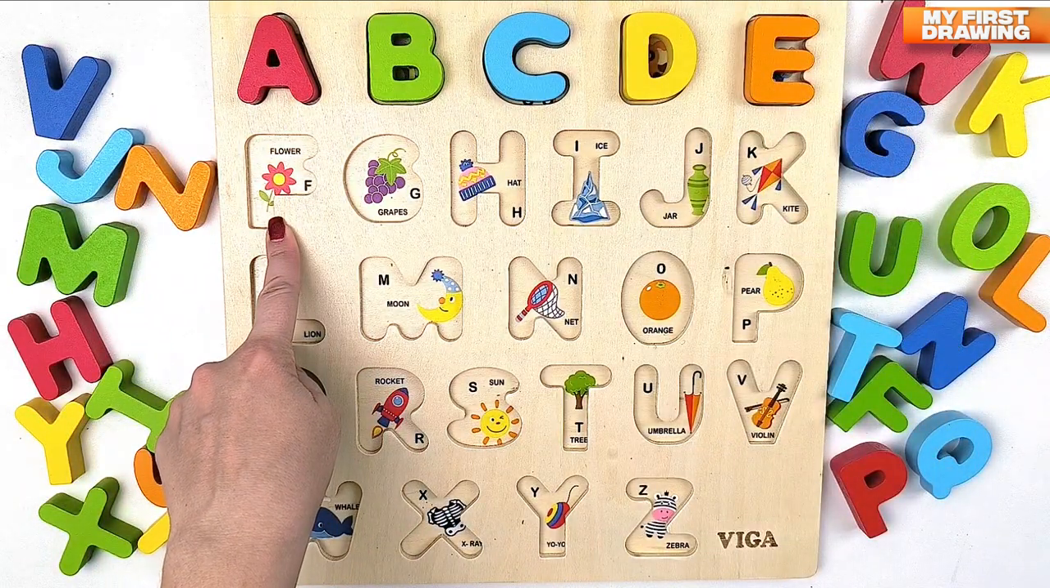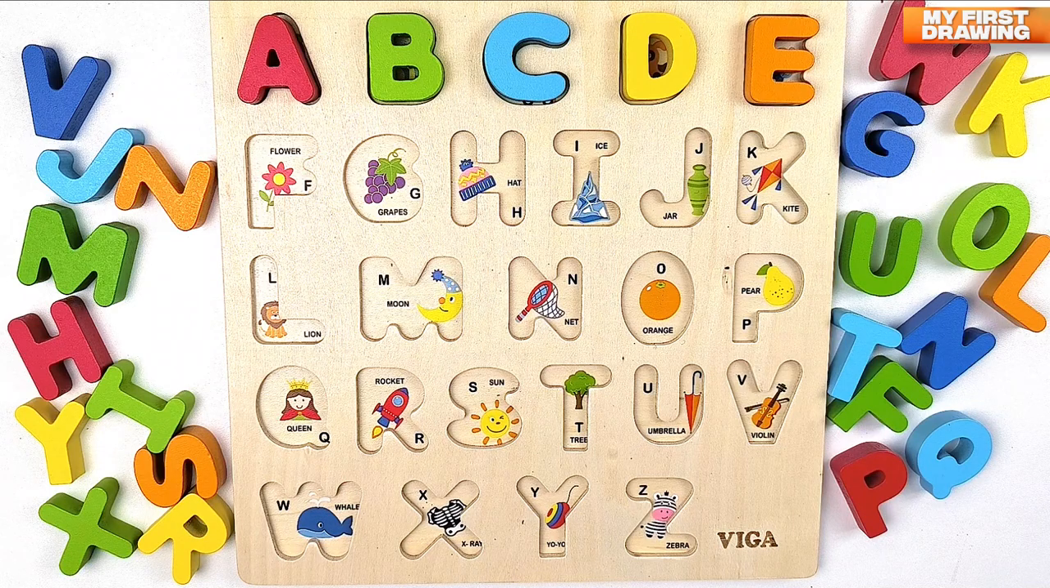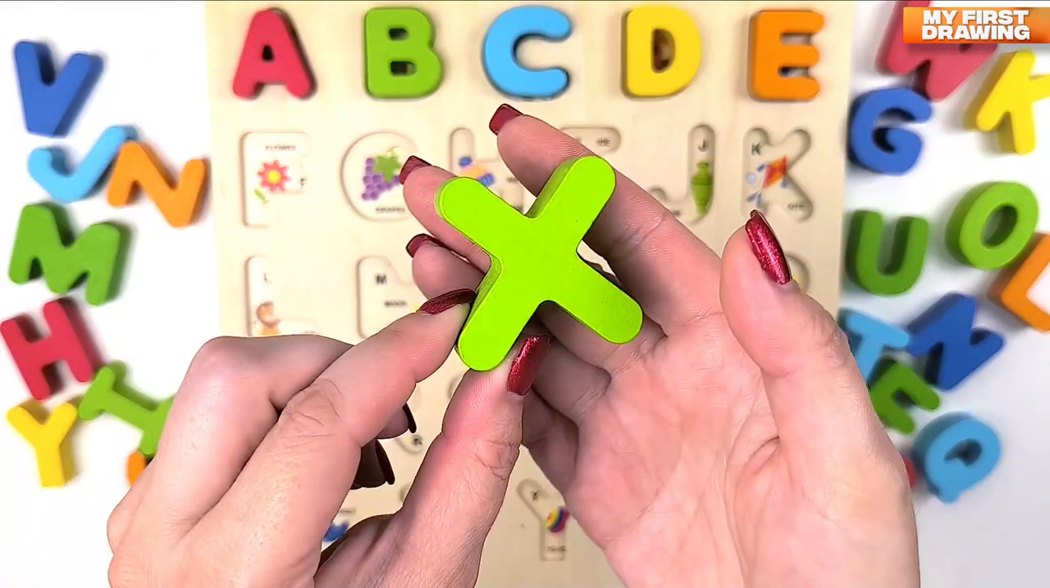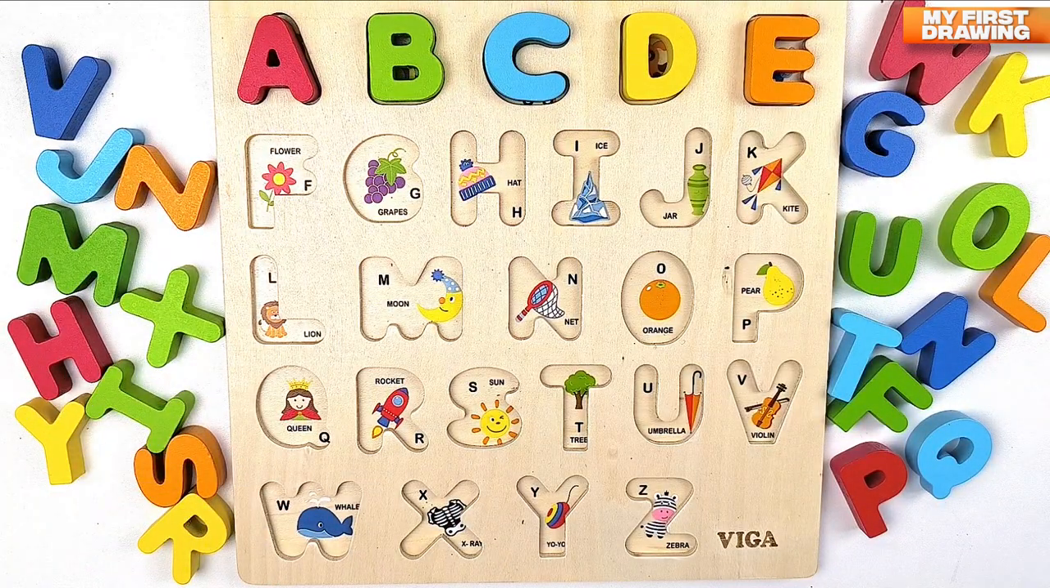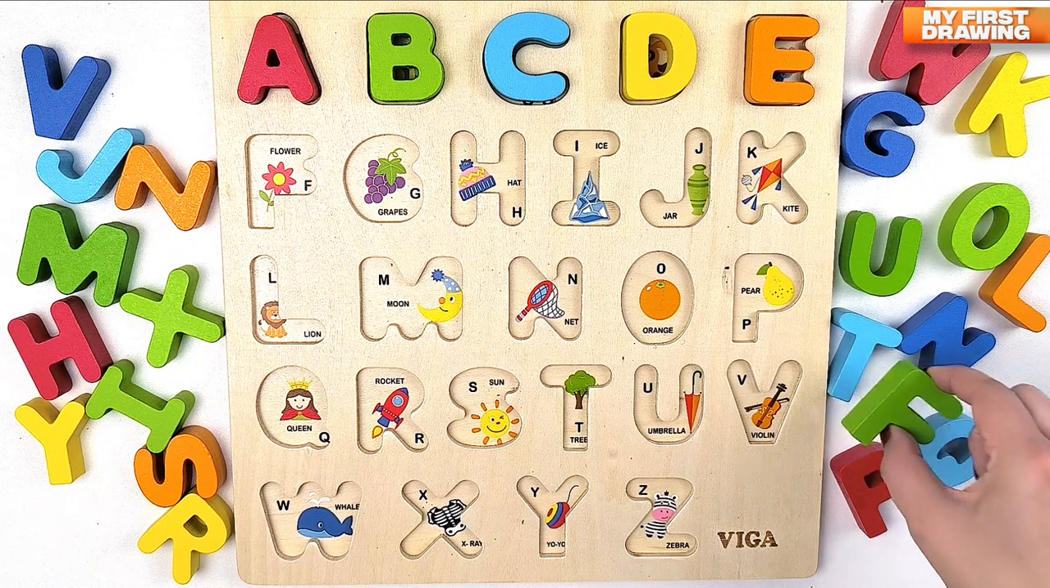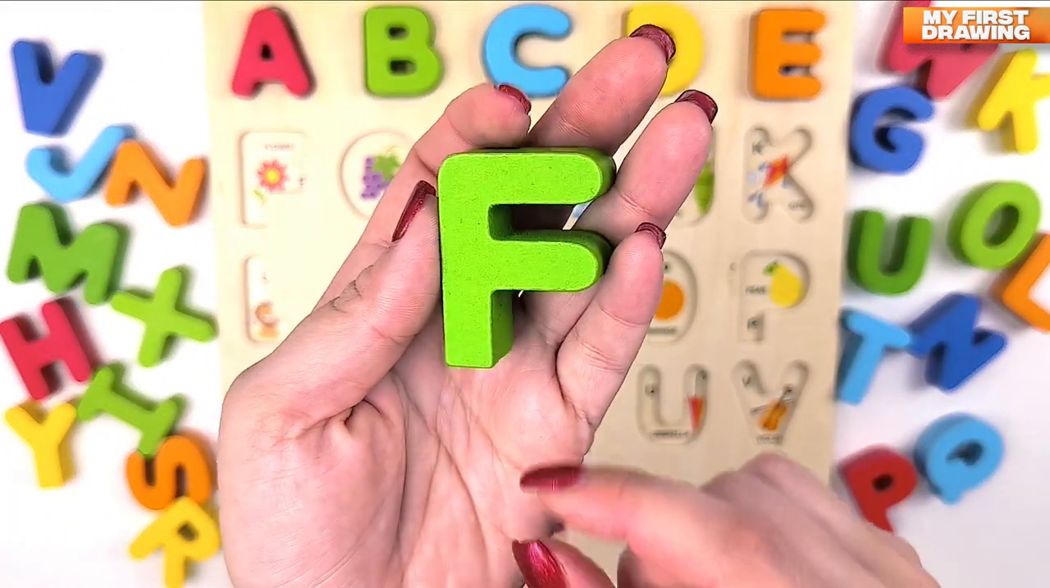The letter F. F is green. Do you see green letter F? Maybe, is it? No, it's not the letter F. But where is the letter F? Oh, super! This is the letter F.